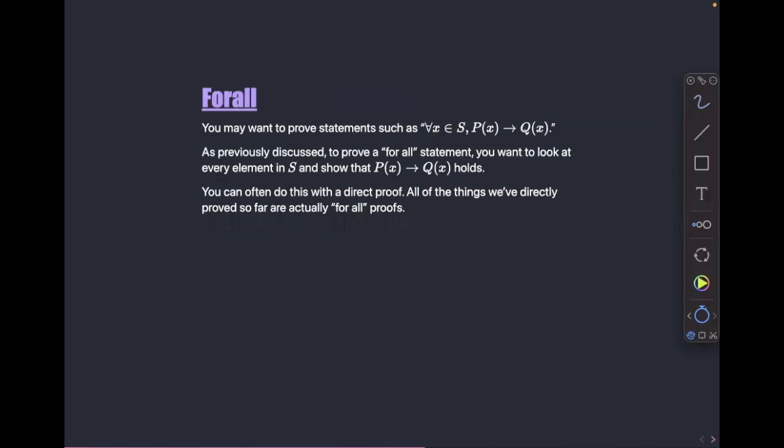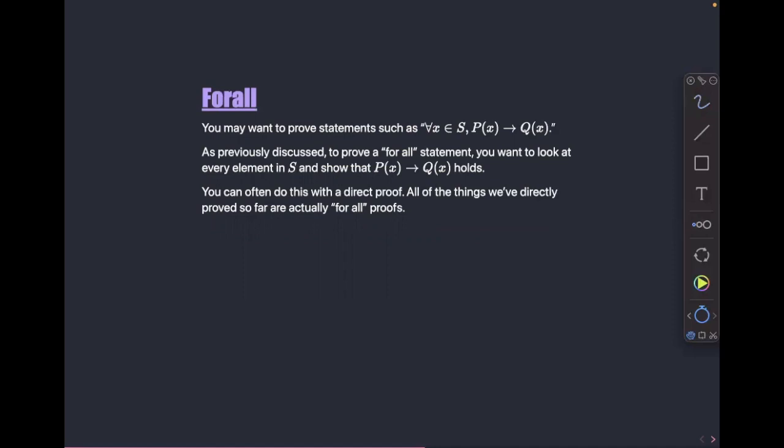Another type of proof you might hear of is a for all proof. These are statements saying for all X in S, P of X implies Q of X. Basically this means we're looking at every element in S to show that if P of X is true, then Q of X is true. So showing that P of X implies Q of X holds.